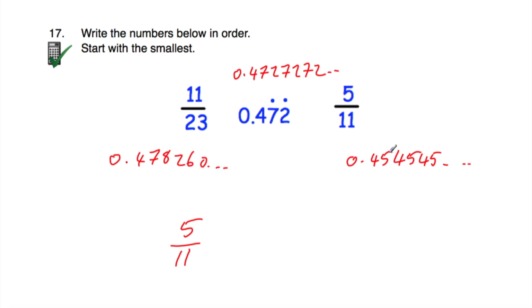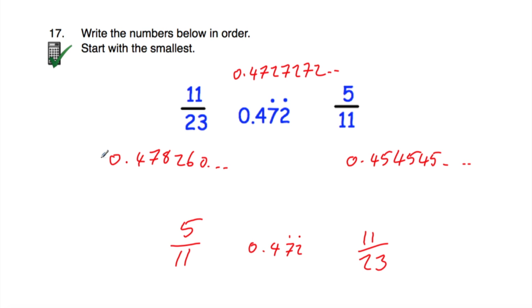Now we've looked at the hundredths. Now let's look at the thousandths. So we've got 8 thousandths and 2 thousandths. So that's our next smallest number, 0.4727272 and so on. And finally, our largest number with 8 in the thousandths column would be 11/23.